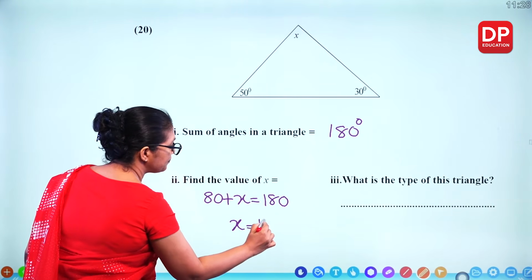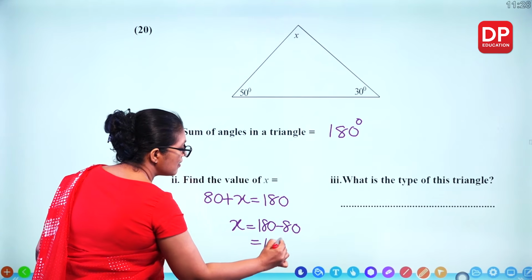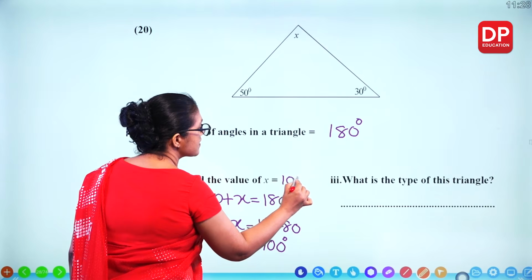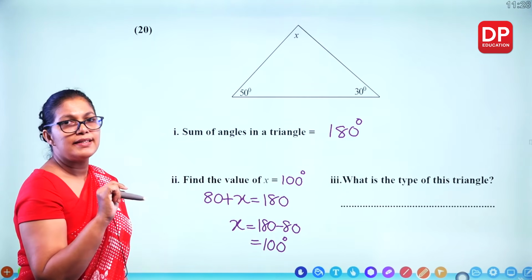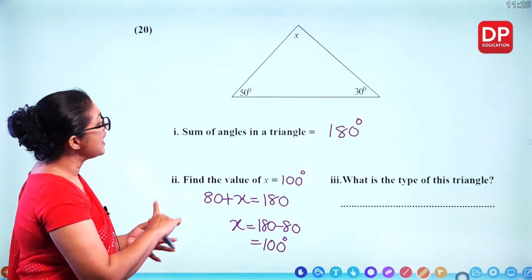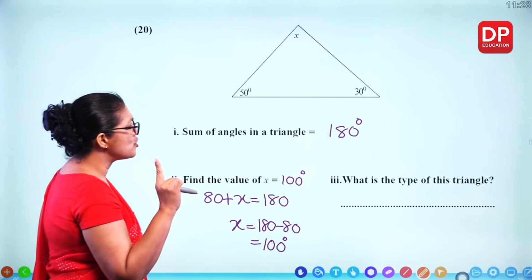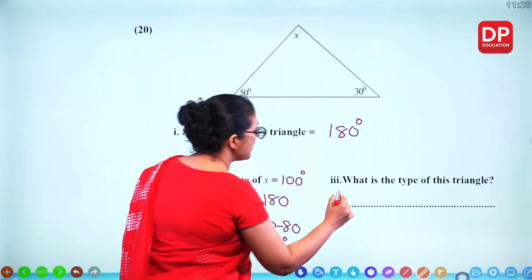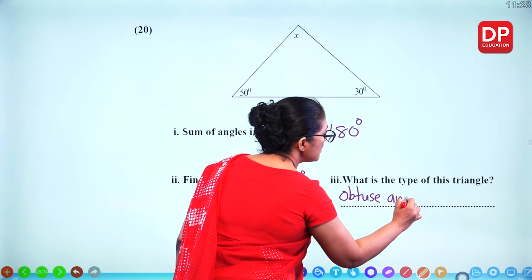Subtract 80. So you get 100. 100 degrees. So that's x. What type of triangle is this? 30, 50 and 100. 100 is more than a right angle. That's an obtuse angle. So this is an obtuse angled triangle.